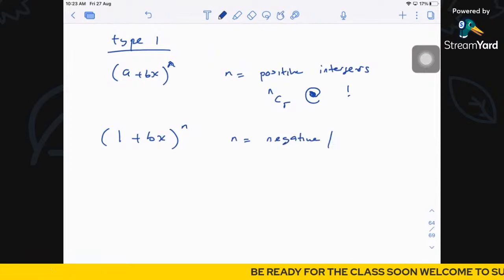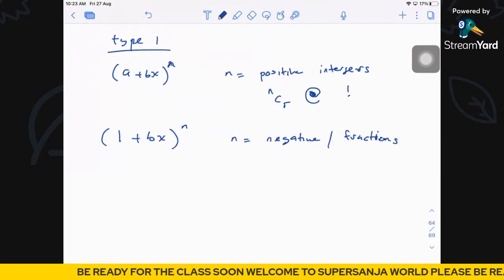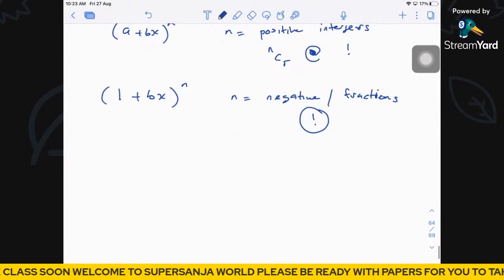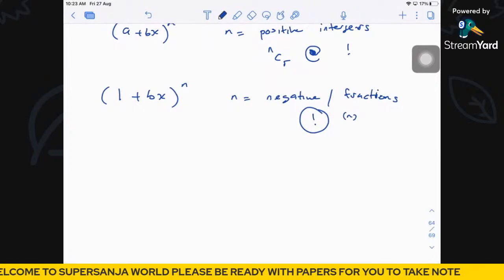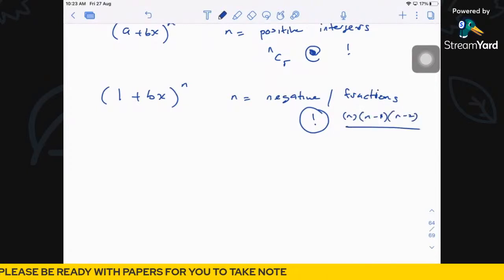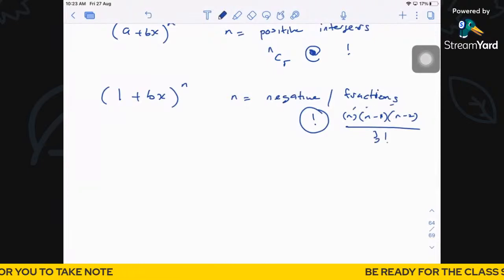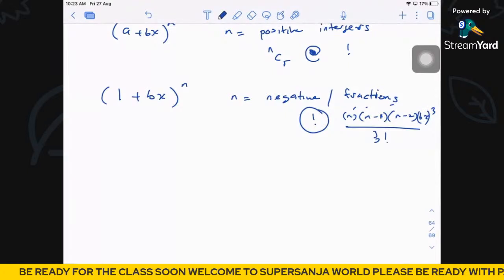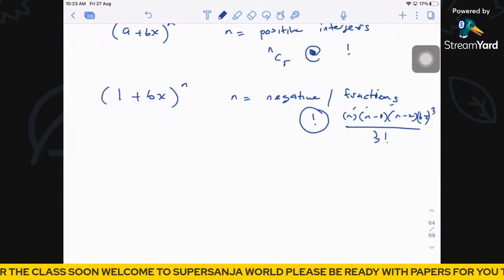And here it is going to be negative or fractions. Then you cannot use nCr, you can only use the factorial method. Understand? The factorial method means n, then n minus 1, n minus 2, divided by the factorial 1, 2, 3. So divide by 3 factorial, and this will be x cubed. If it's power of 3, therefore 3 factorial, bx cubed. So this is the method which we have to use. I call this the factorial method, the factorial formula.